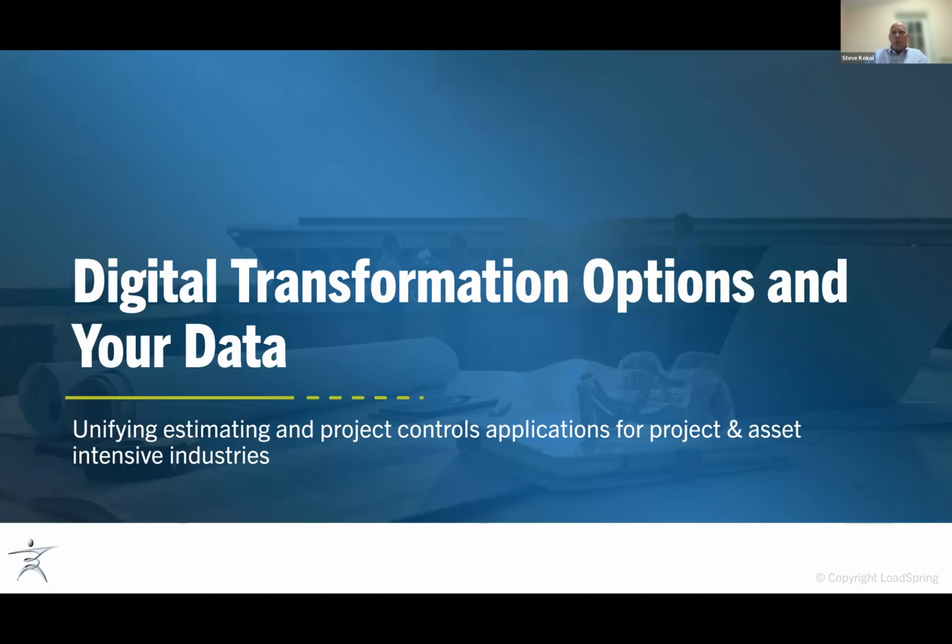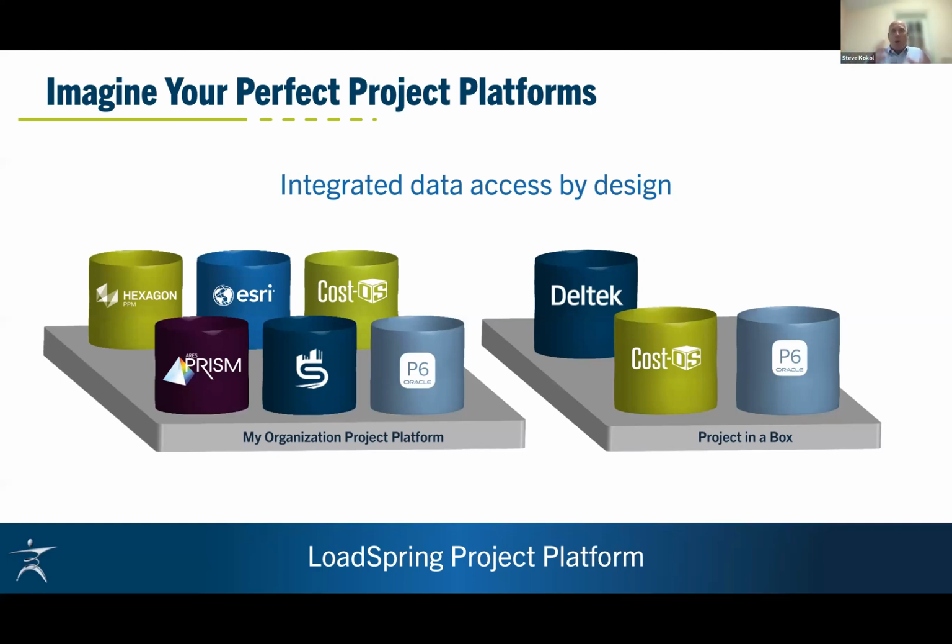So transformation option. Michael talked a lot about data, and data is very important. How do we unify that for these project intensive industries? So creating the perfect project platform, being able to take the best of class software solutions and pulling them together and being able to unify them so your teams can use them, again, based upon the role they have in the organization. Some people may have access to many different tools. Some may have access to a single or just a couple of tools that they need for their particular job. And being able to log into a single platform like LoadSpring, and being able to then automatically just have the applications available to you that you need to use.